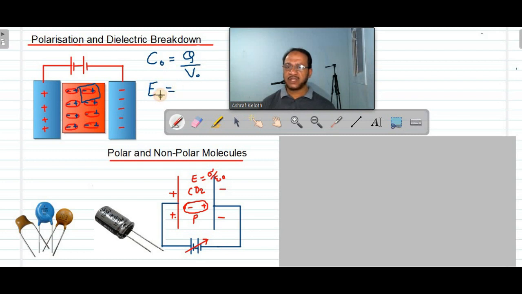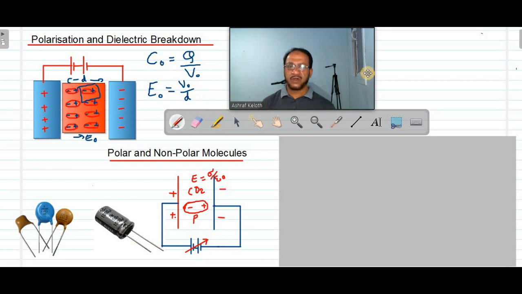If E0 is the electric field intensity without dielectric, without applying dielectric, in the air gap between the two plates, there is an electric field here from positive plate to negative plate, that is E0. It is given by the equation electric field intensity is equal to negative of the potential gradient. If d is the distance between the two plates of the capacitor, then E0 we can write as V0 by d.